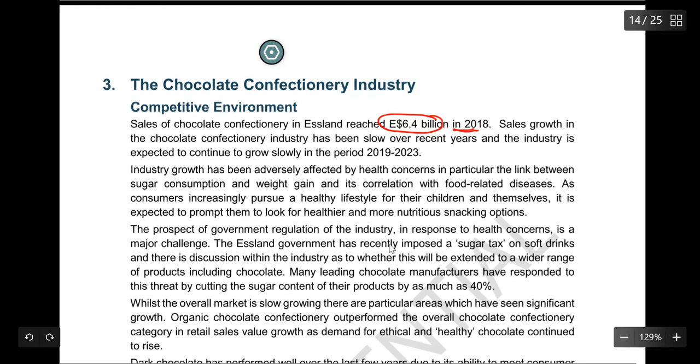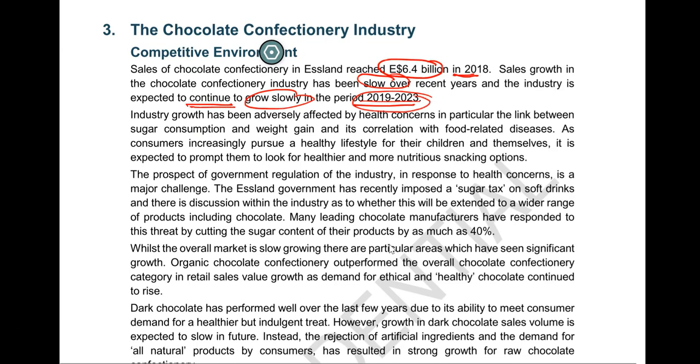Sales growth in the chocolate confectionery industry has been slow over recent years, and the industry is expected to continue to grow slowly in the period of 2019 to 2023. Industry growth has been adversely affected by health concerns, in particular the link between sugar consumption and weight gain, and a correlation with food related diseases. As consumers increasingly pursue a healthy lifestyle for their children and themselves, they are expected to prompt products to look healthier and more nutritious. So this is a threat that is coming, the sugar. So health is a concern.